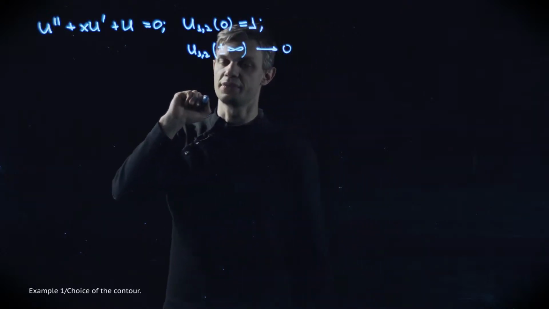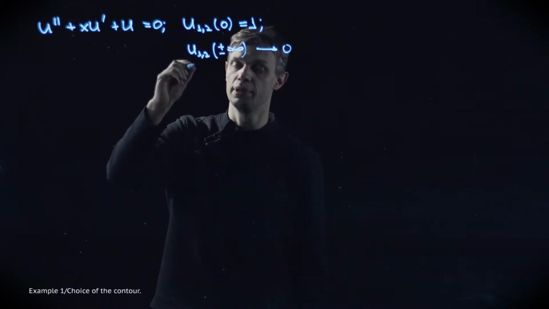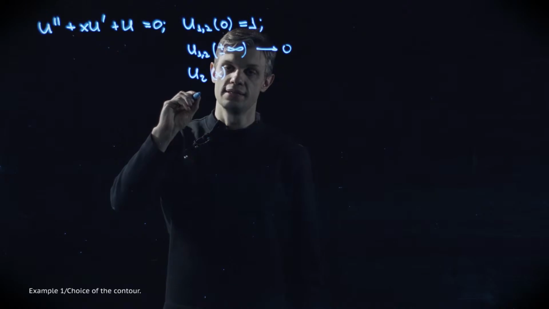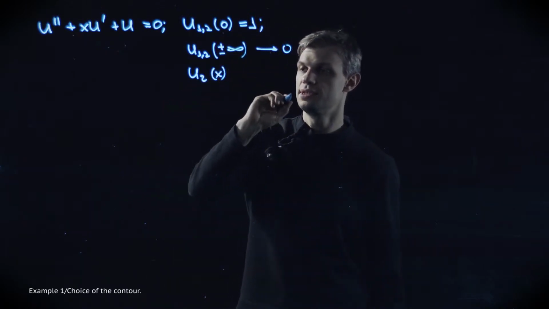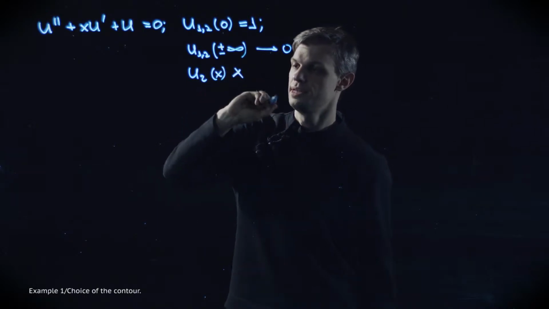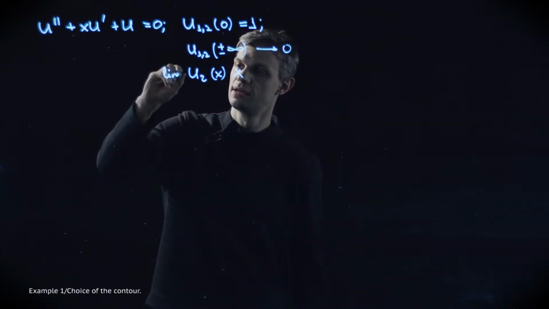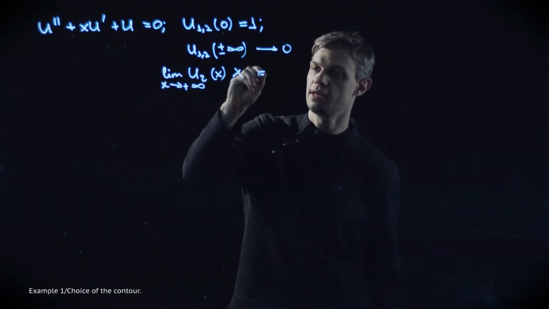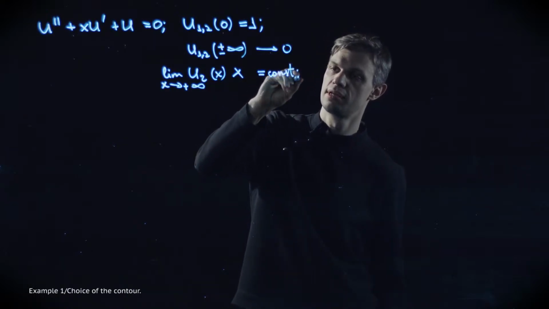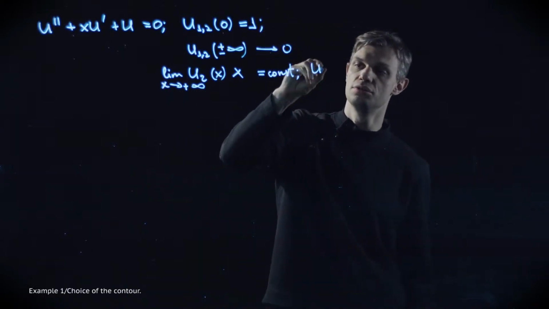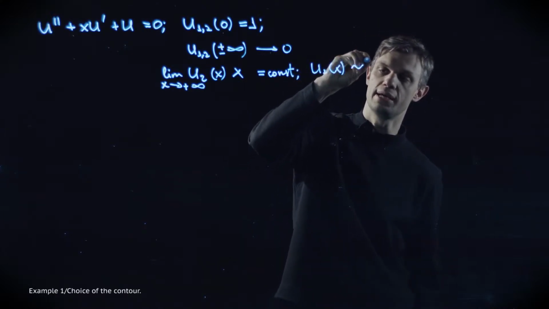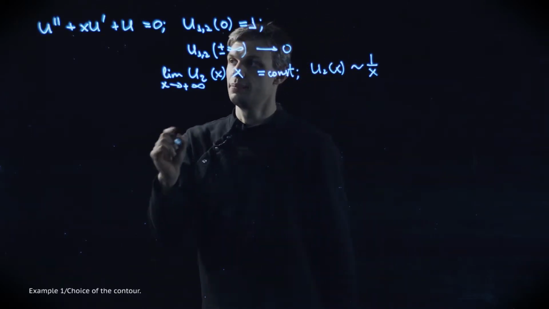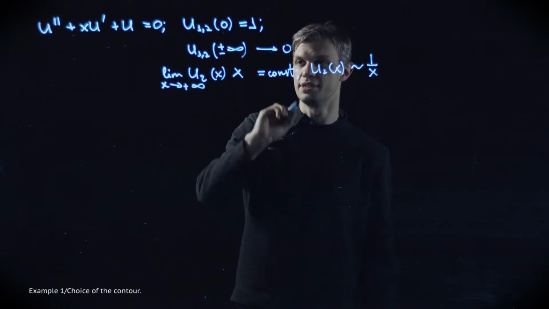And in addition, we require that one of our solutions, for example, u2 of x, tends to 0 as x tends to plus infinity in such a way that the following limit is constant. So that means that u2 of x behaves like 1 over x when x tends to plus infinity. So let's see if we are able to single out that kind of particular solution.